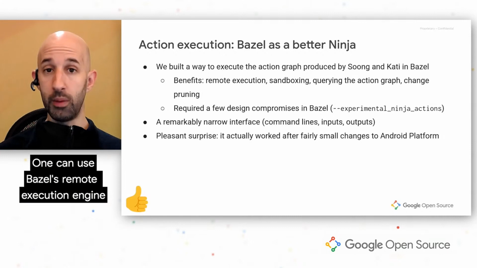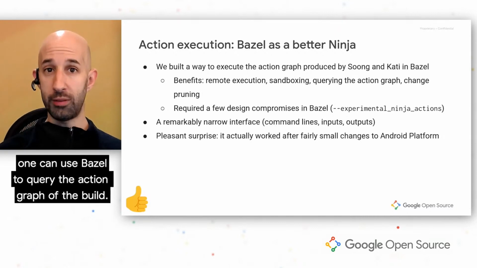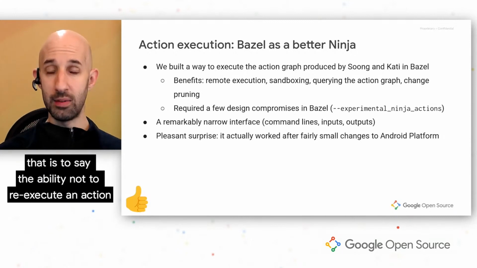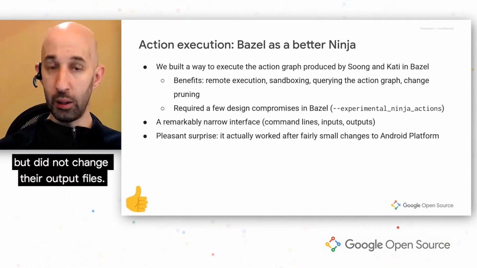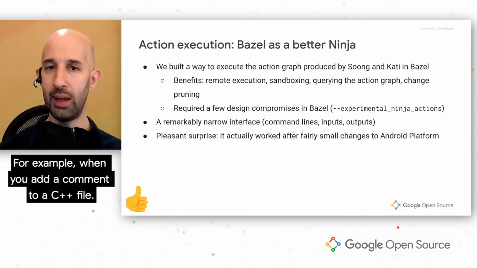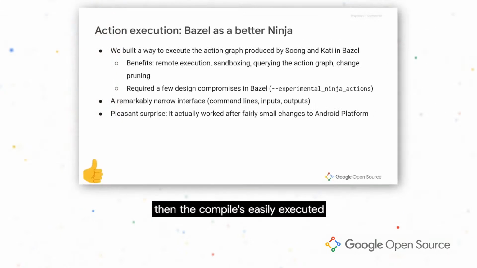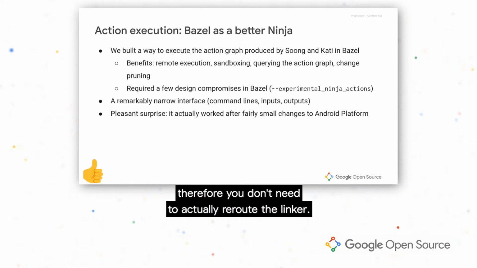One can use Bazel's remote execution engine, one can use Bazel's action sandbox, one can use Bazel to query the action graph of the build, and Bazel also provides change pruning, that is to say, the ability not to re-execute an action when its upstream actions have been executed but did not change their output files. For example, when you add a comment to a C++ source file, then the compile is re-executed, but the object file it emits is not changed. Therefore, you don't need to actually rerun the linker.